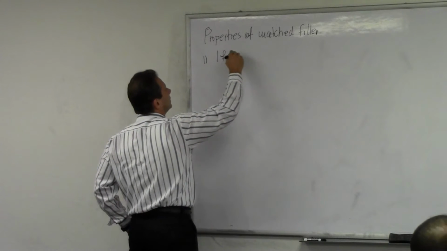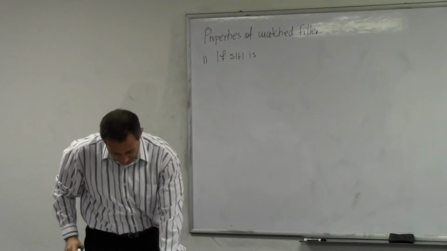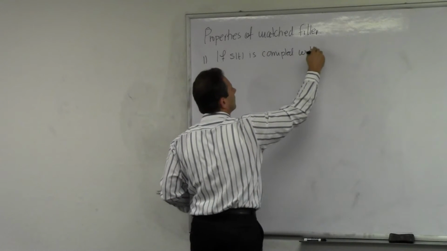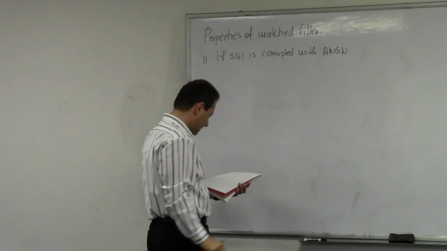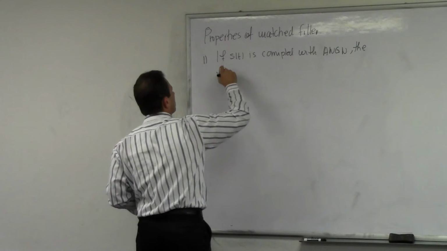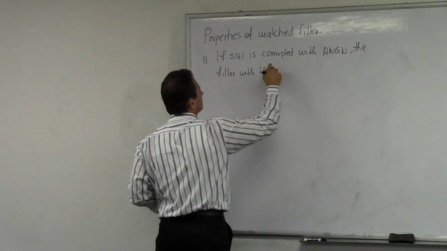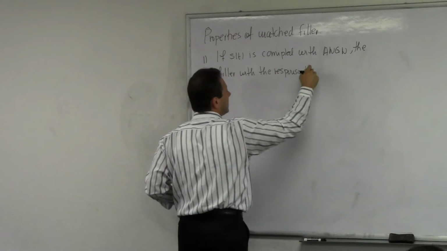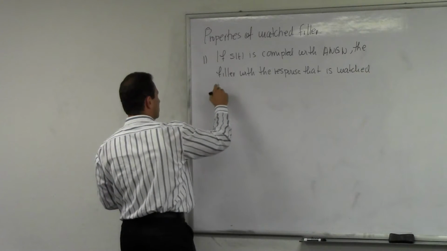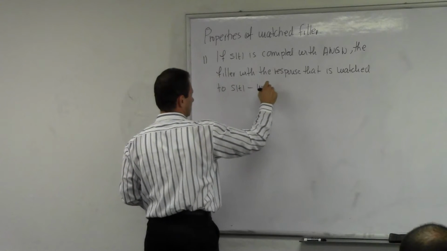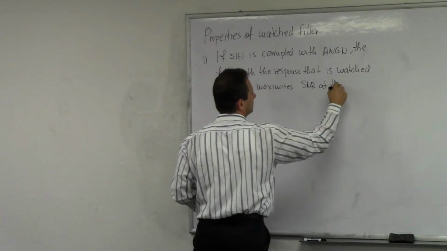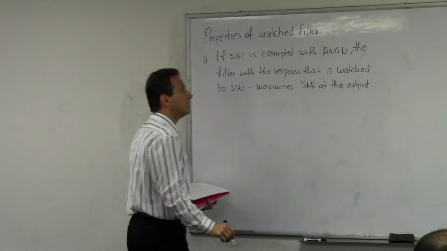If s(t) is corrupted by AWGN, so I'm receiving the signal in an AWGN channel, the filter with the response that is matched to s(t) maximizes the signal-to-noise ratio at the output. So essentially, it's the best filter for the job.